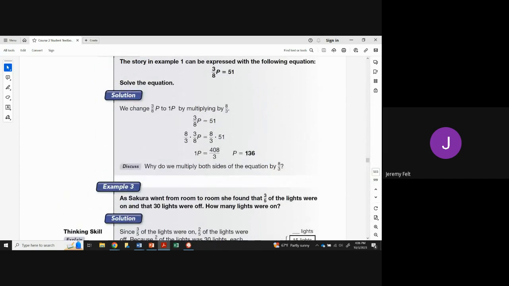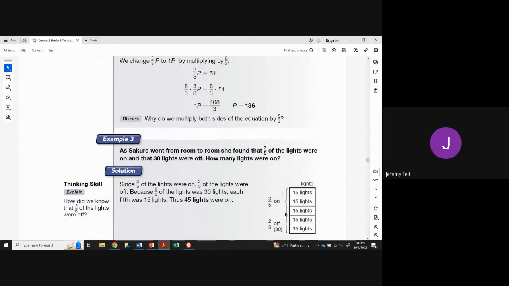All right, as Sakura went from room to room, she found that 3/5 of the lights were on and that 30 lights were off. How many of the lights were on? So 3/5 were on, okay, and 2/5 were off. Again, this one's a little tricky because we're told 3/5 were on and 30 actual lights were off. So how many lights were on? So if 3/5 were on, 2/5 were off.